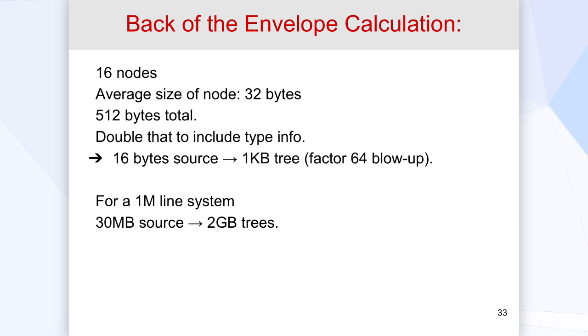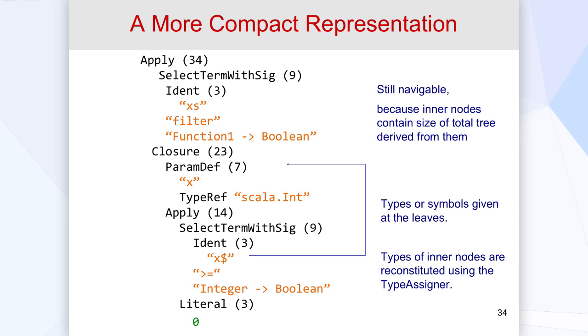So if you then do a back of the envelope calculation, say the average size of a node is maybe 32 bytes. You have 512 bytes, double that to include the type info. So that means that 16 bytes of source will give you a 1 kilobyte tree, a factor of 64 blow up. So for a 1 million line system, you can maybe count 30 megabyte source, something like that, without the comments. That would give you 2 gigabyte of trees. And that's a bit large. Fortunately, there's a much more compact representation that we're currently developing. We call this format the TAST format.